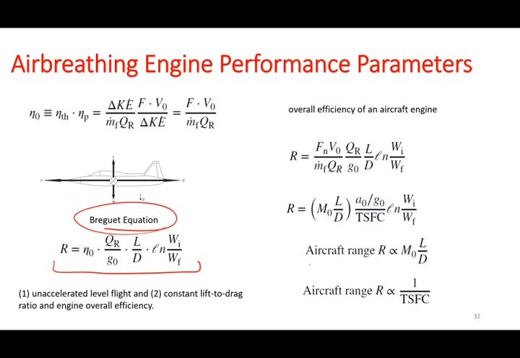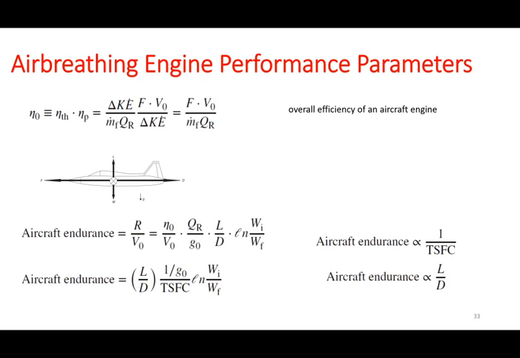As you can see, your aircraft range is related to your flight speed and the lift to drag ratio, as well as 1 over TSFC. We can do the same analysis for aircraft endurance. Aircraft endurance is defined as the range divided by the flight speed, which essentially means that you're talking about the time that your aircraft can be operational based on the amount of fuel that you can put in. So you have the same equation, just divided by the flight speed, and you can simplify the equations further to get to this equation.